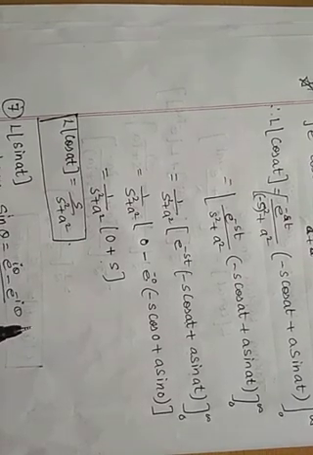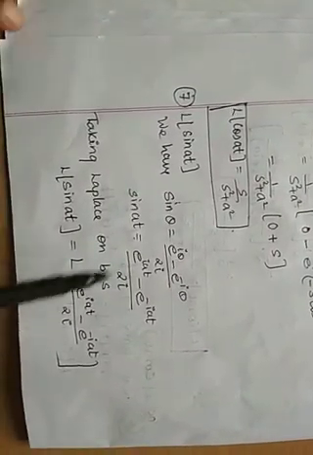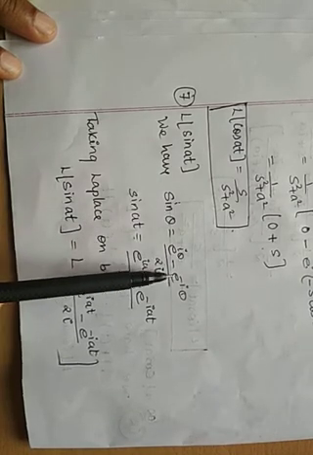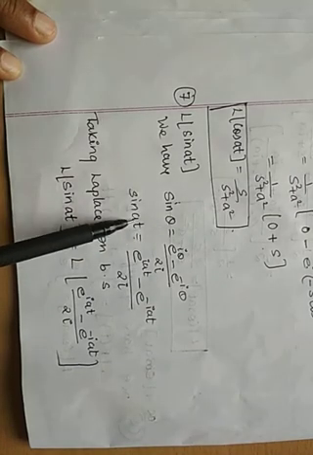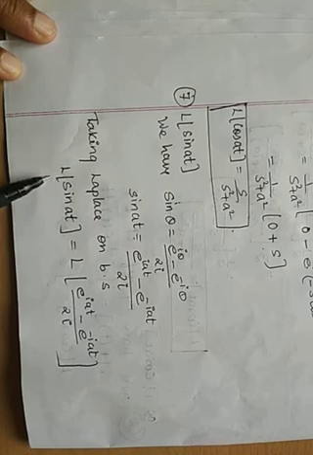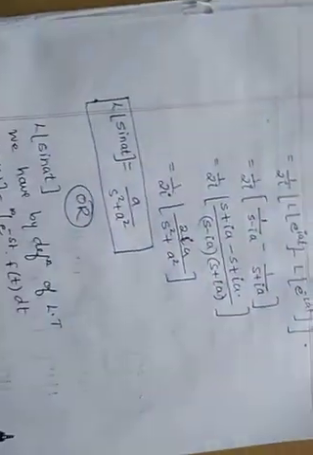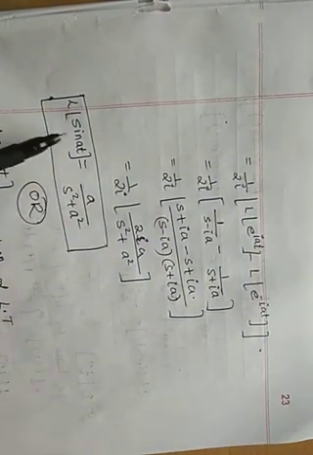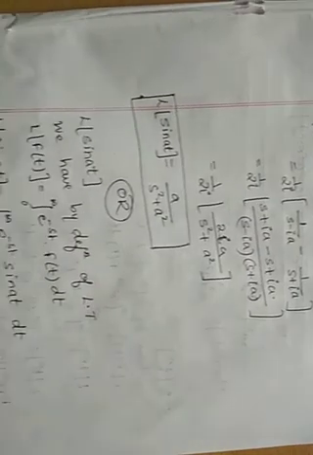Similarly, we can go for Laplace transform of sin at. Again, the definition of sin theta is e raised to i theta minus e raised to minus i theta upon 2i. In place of theta, you take it as at. Take L operator on both sides. Simplify it. Once you get the simplified form, take the LCM and that will be the answer for Laplace transform of sin at.